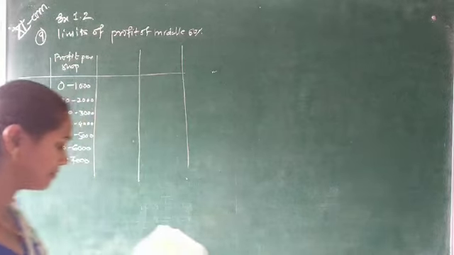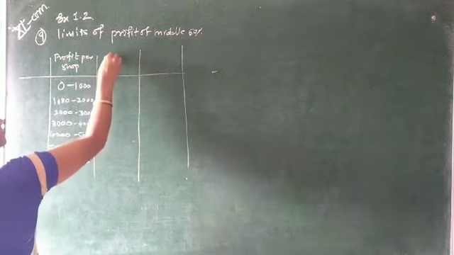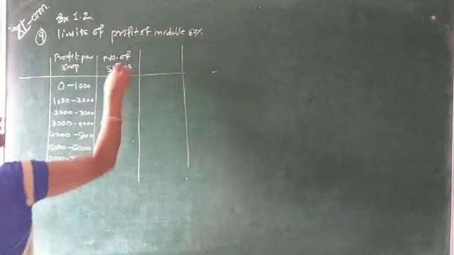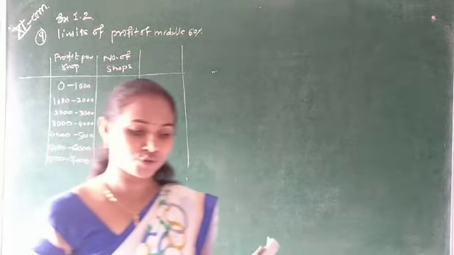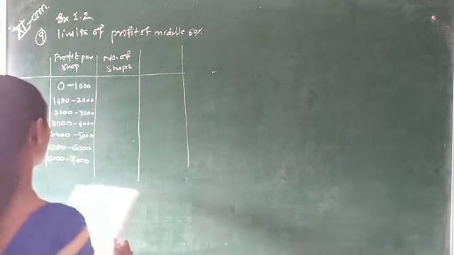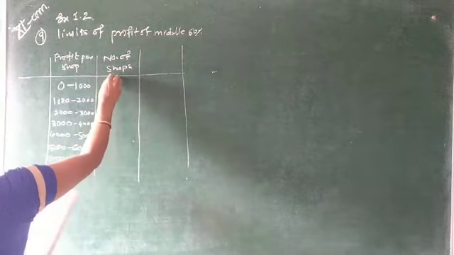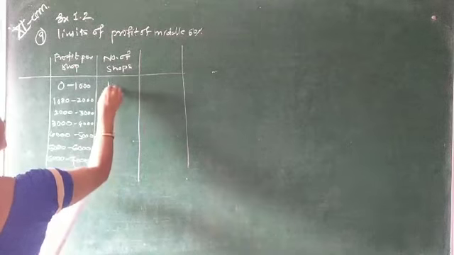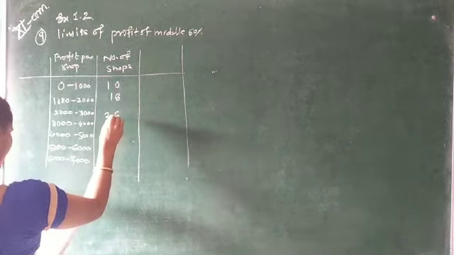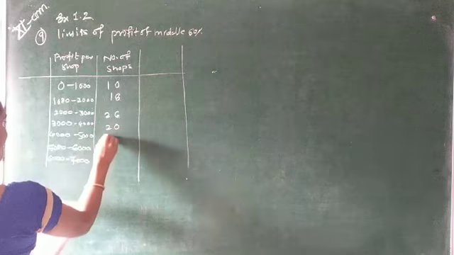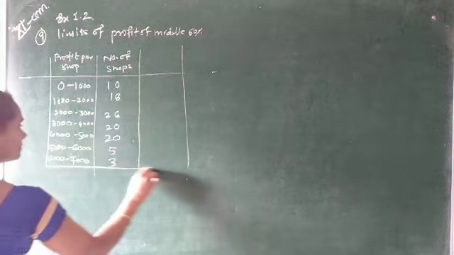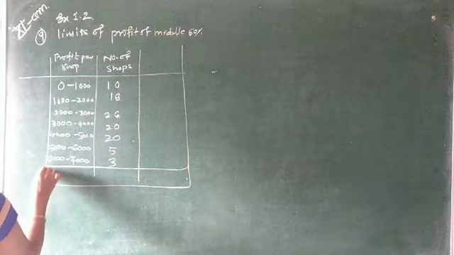Now next, that is number of shops. Here we have given that the total number of shops are 100. Profit of 100 shops are distributed as follows. So consider this as a frequency: 10, 16, 26, 20, 20, 5 and 3. And the last column is of total.